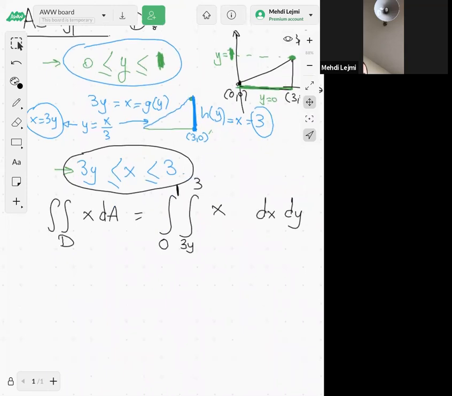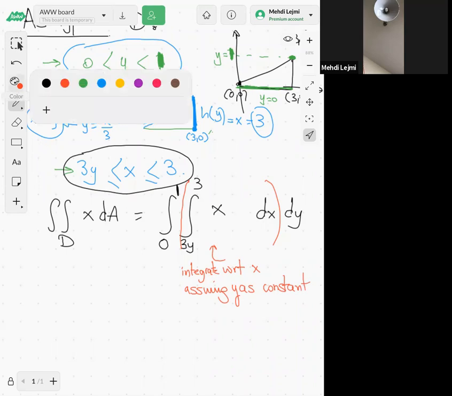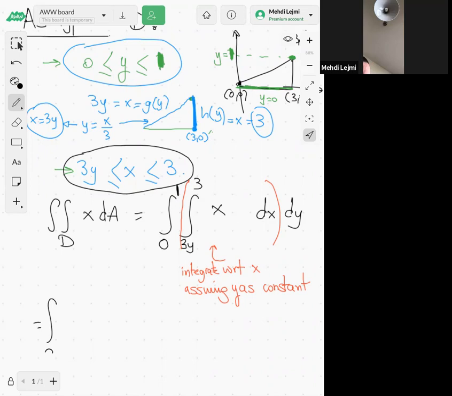So first we integrate with respect to x, assuming y is a constant. Okay. So the integral of x, of course, is x squared over 2. First we have this integral with respect to y, so I'm going to keep it. We integrate with respect to x, it's just x squared over 2, evaluated between 3y and 3.